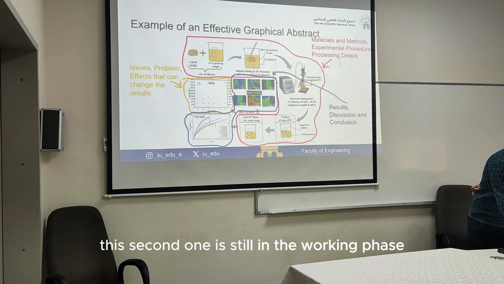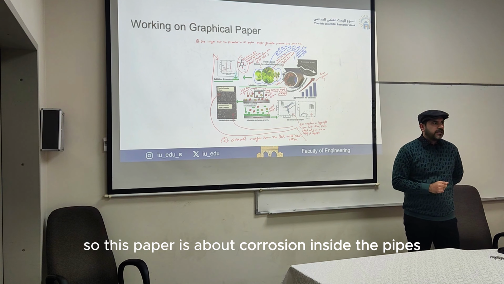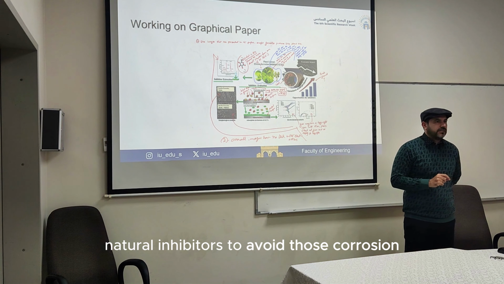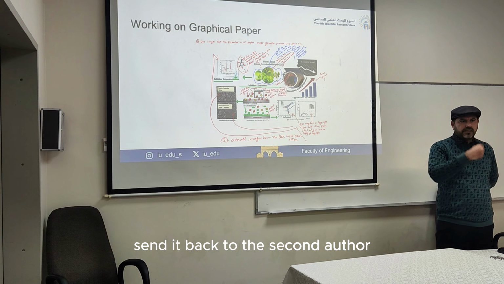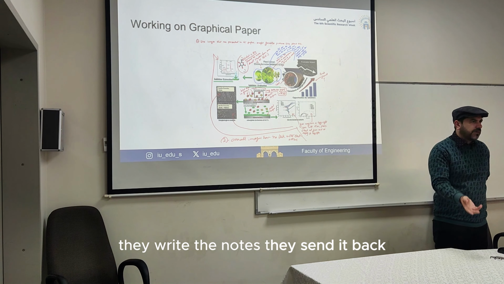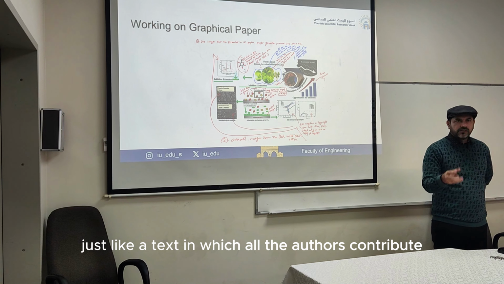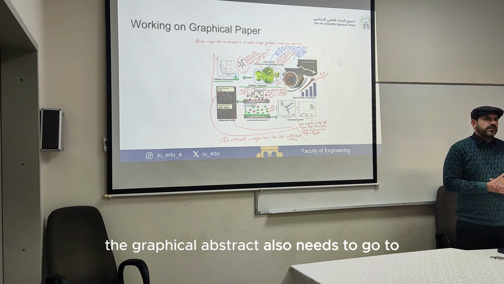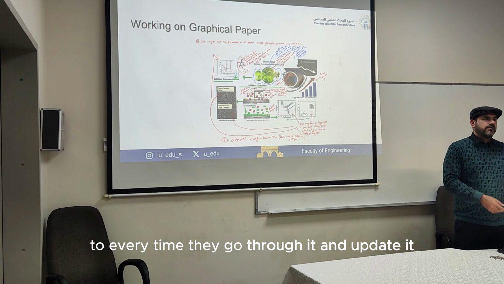For example, this second one, we are still in the working phase. So this paper is about corrosion inside the pipes and the use of natural inhibitors to avoid that corrosion. So this is going on. It's like one of the authors sends it to the second author, they write the notes, they send it back. So just like a text in which all the authors contribute and they say, oh, change this information to that information, the graphical abstract also needs to go through phases or versions of draft. Every time they go through it and update it simultaneously.